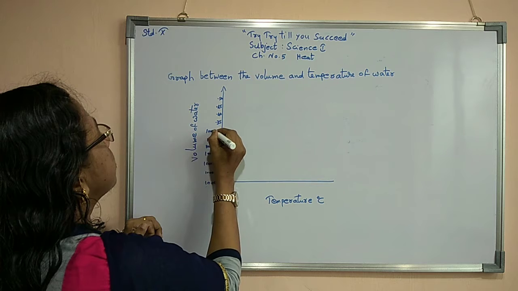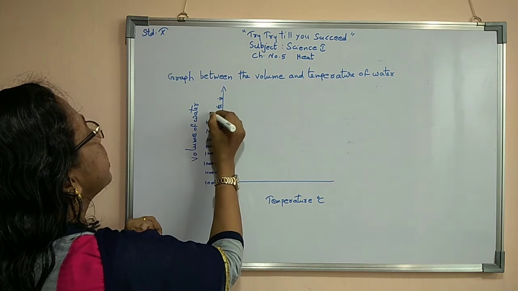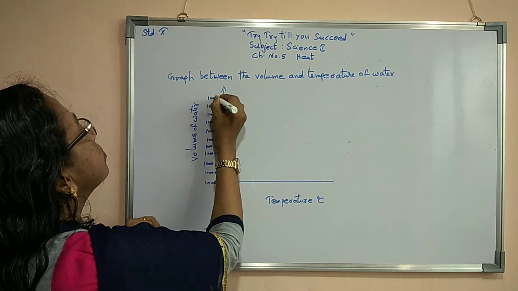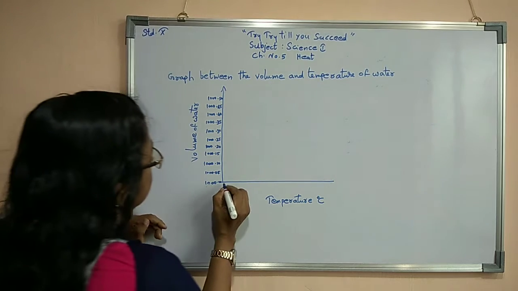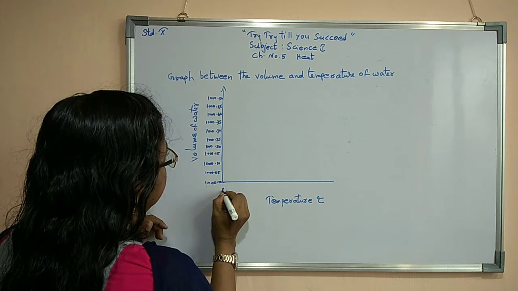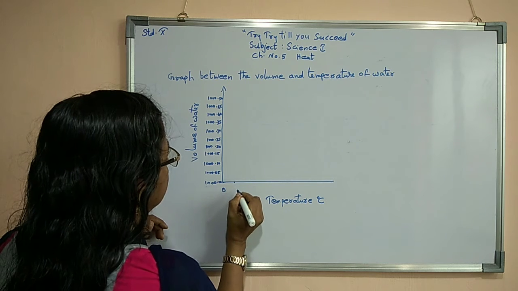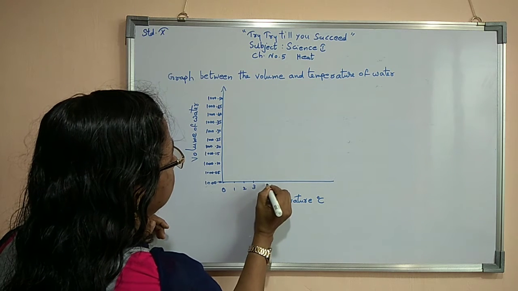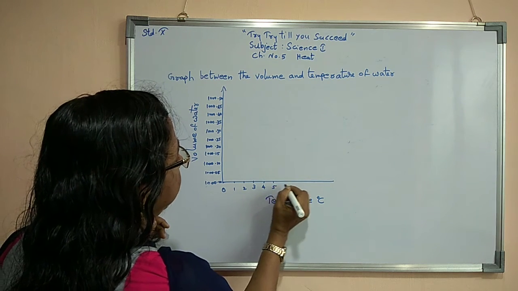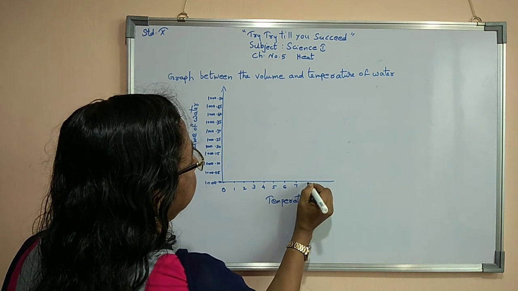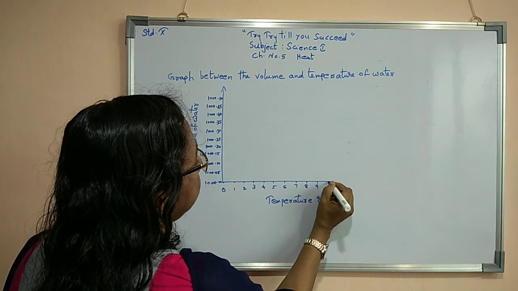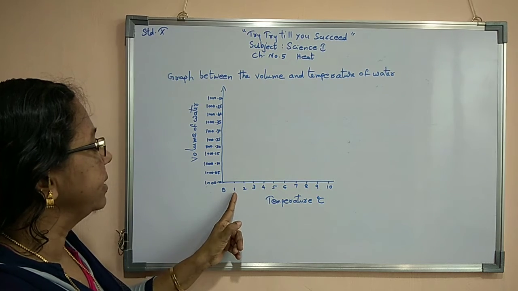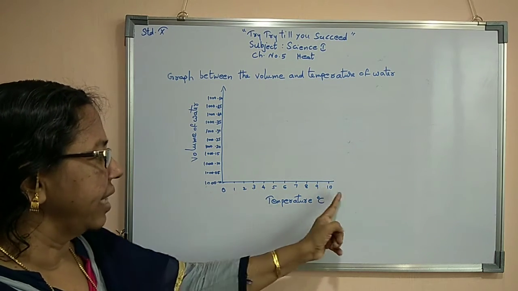Point. Everywhere 1000 is there. Now here, this point, we can say that 0, then here 1, 2, 3, 4, 5, 6, 7, 8, 9, 10. That means all in degree Celsius: 0 degree Celsius, 1 degree Celsius, 2 degree Celsius, 3 degree Celsius, like that way in degree Celsius.